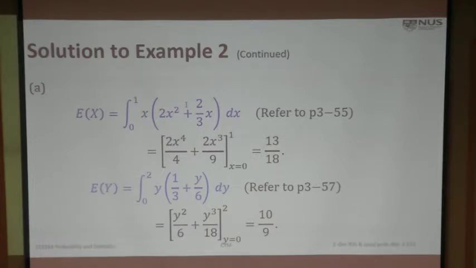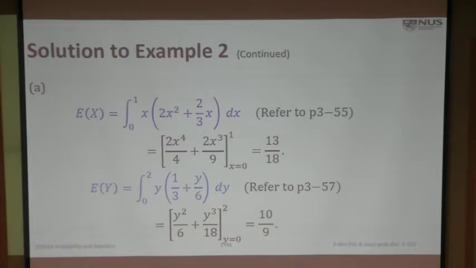So to find the expectation of x, all I do is take x times the marginal PDF of x and integrate it over the range where x goes between 0 and 1. Note that we said x and y are not independent, so I'm not going to get 0 at the end.